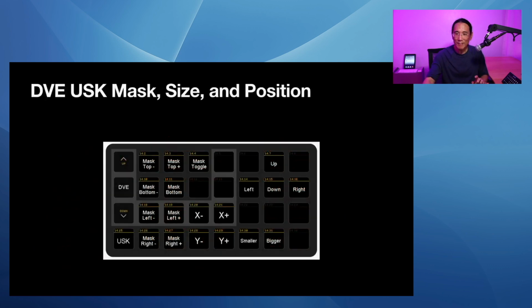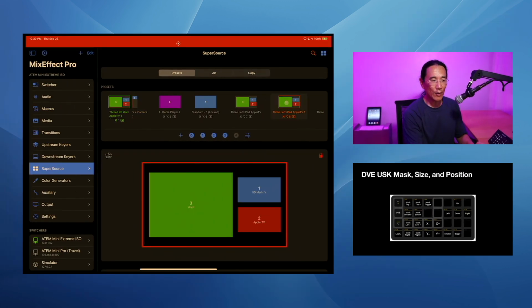So let's take a look here. DVE, USK mask size and position. Let me move to this one. What we're going to do here is go back to the iPad. I don't have a DVE set up right now because I usually use SuperSource. But if you have an ATEM Mini Pro or ATEM Mini Pro ISO and you want to control your DVE, this is actually a great way to do that.